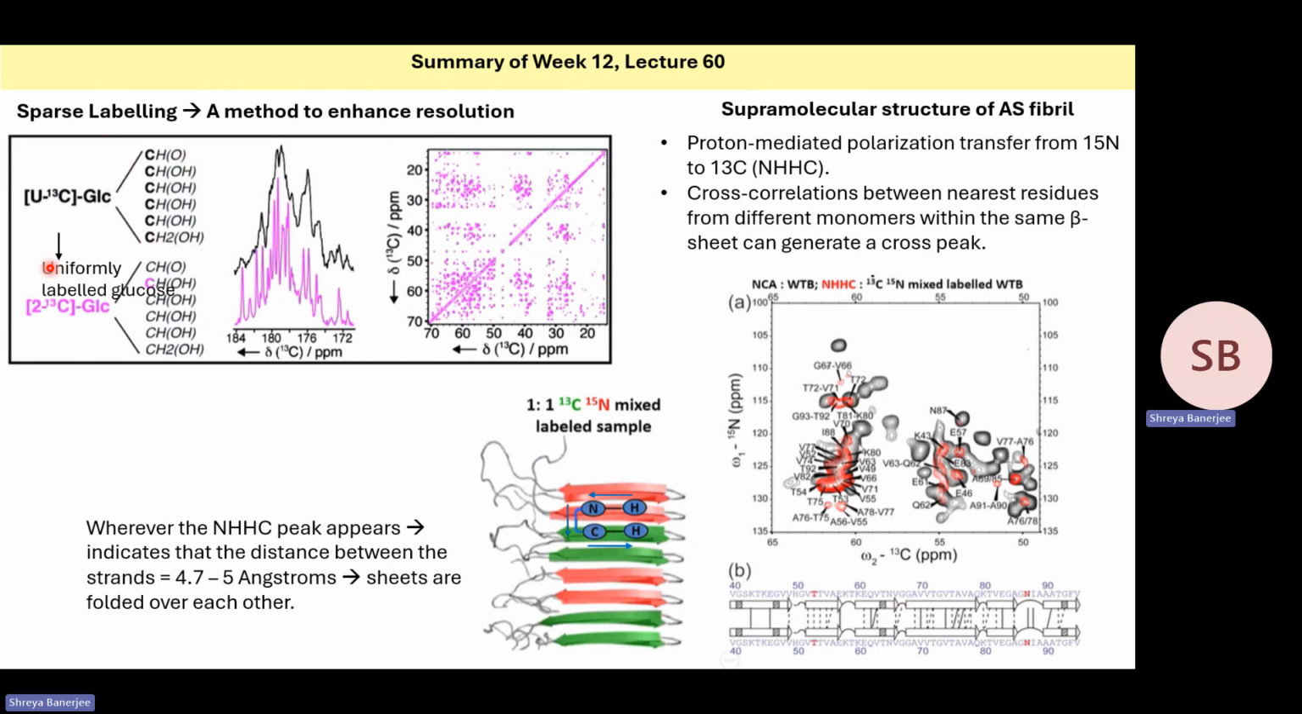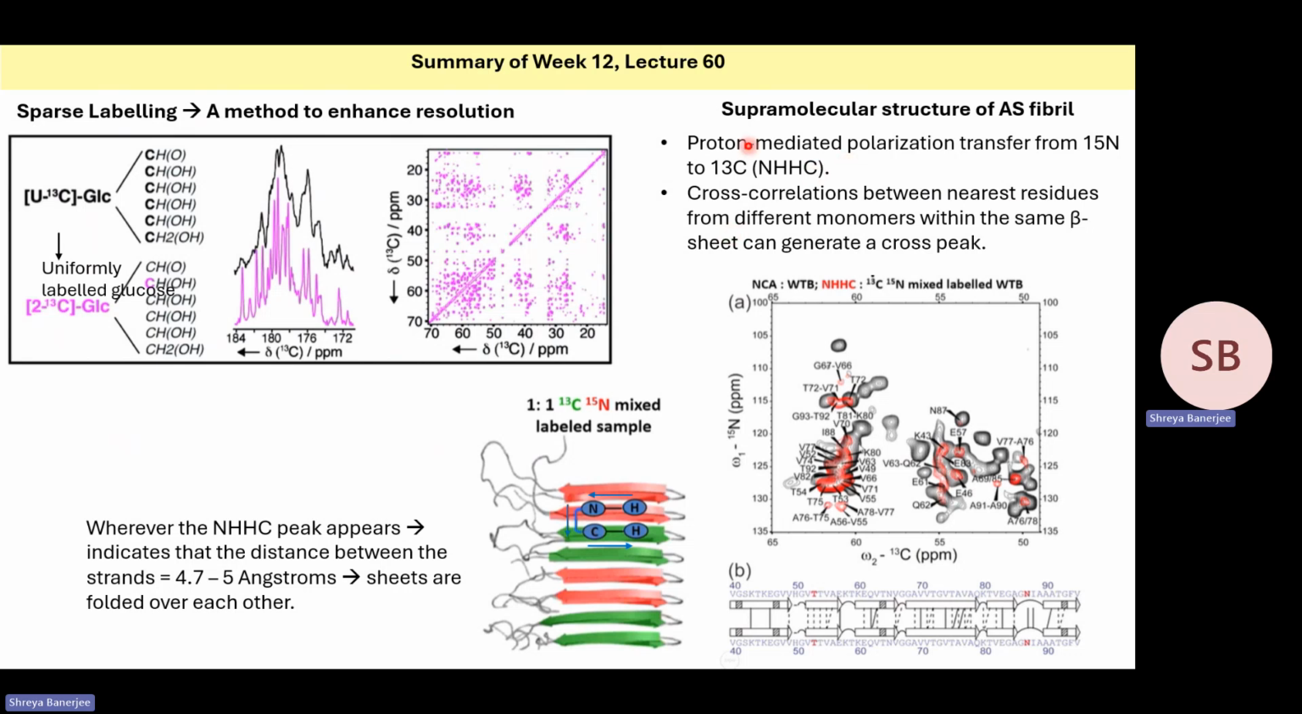Now, if you feed this glucose to the bacteria from which you are getting the protein, then the protein will also be sparsely labeled. So not all the 13C of the protein is labeled. Only some specific 13C of the proteins are labeled, which are coming from this second position of glucose. Then the spectrum is much better resolved. You can see this is a very well resolved spectrum where each of the peaks is very sharp. So this is another method to improve the resolution of these 2D experiments.